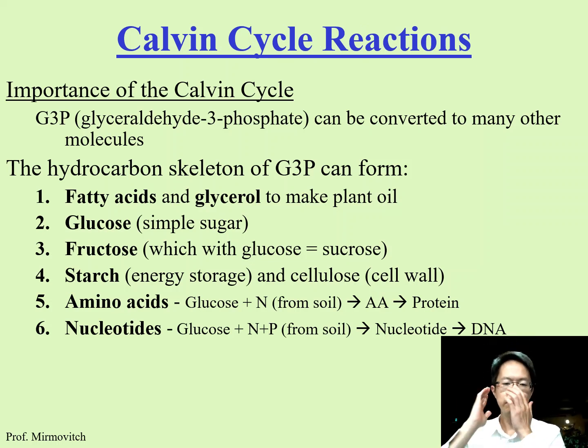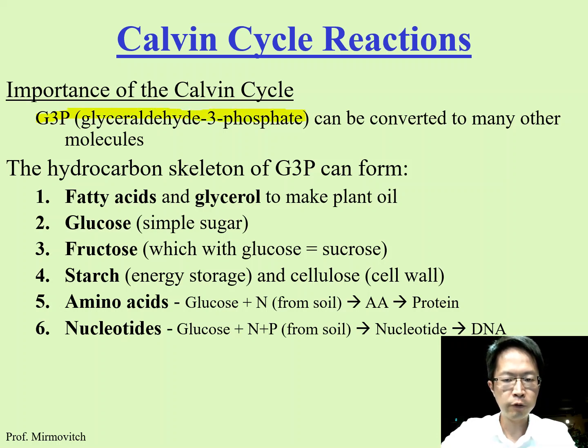Okay, what's so important about the Calvin cycle? G3P, glyceraldehyde 3-phosphate, can be converted into other molecules. What are the other molecules? All this. Wow, that's so crazy. Fatty acid and glycerol to make plant oil. Glucose, simple sugars, the major thing. Fructose, when combined with glucose, forms sucrose. Sucrose is a disaccharide. Remember, glucose and fructose are monosaccharides. So glucose plus fructose equals sucrose. When you have a lot of glucose connected together, it forms starch, or it can form cellulose.